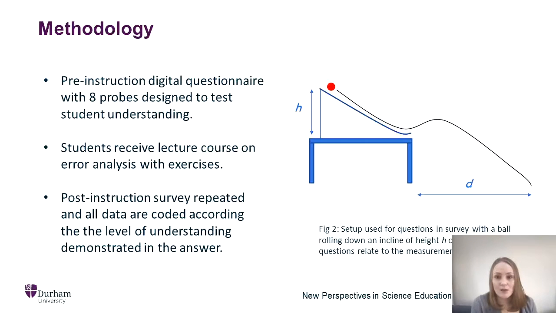So this particular survey involved this fictional question of a ball rolling down an incline and landing at some point measured at D away from the table. So we designed a digital questionnaire to test this. There were 8 probes, including one that was graphical. The students answered the questions pre-instruction, then they received a lecture course on error analysis, and then they sat the questionnaire again afterwards. And then we coded the data depending on their particular answers.